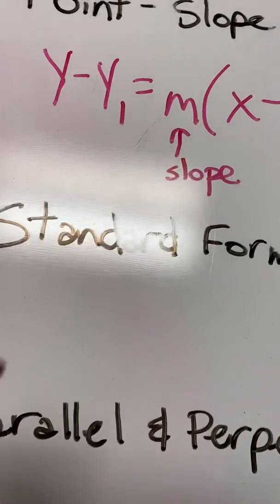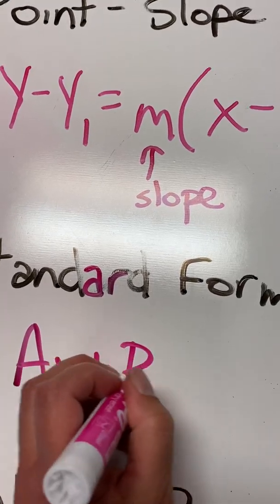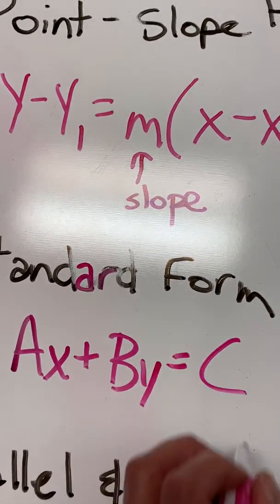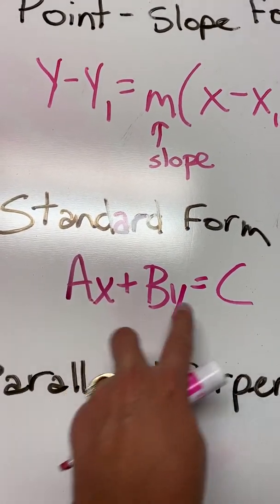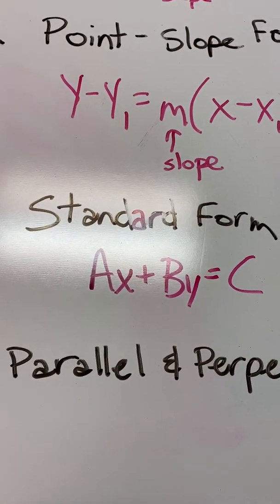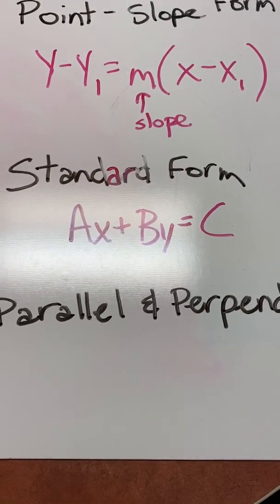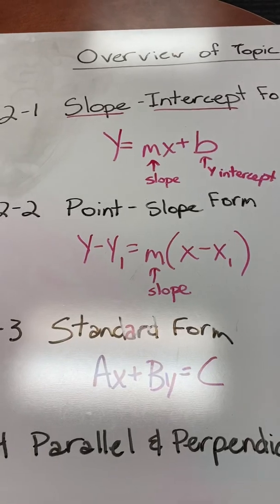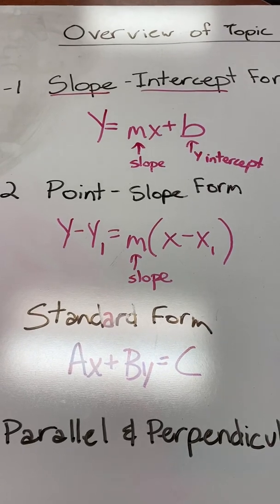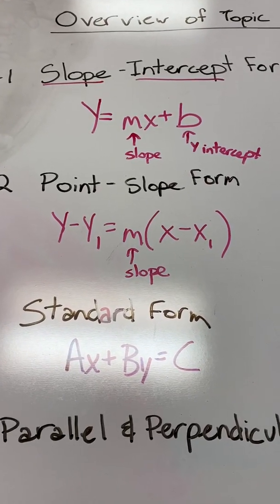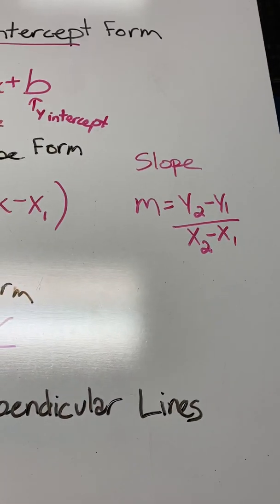Okay, standard form is going to be ax plus by equals c. These have to be integer answers. A and b cannot be negative, you want those to be positive. So these are our 3 graphing formulas, and they're all going to have different pluses and drawbacks on when you're doing them. We're going to talk about why you should use each formula and when you should use them. But you're going to need to know all 3 of these formulas. You're also going to need to know that slope formula.